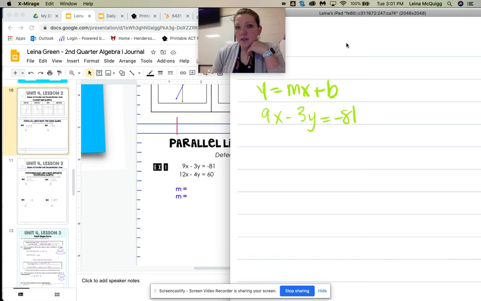The first thing I need to do is get y by itself. I'm going to move the things that don't have y with it. So I'm going to move this 9x over. I'm subtracting because it's positive. To undo something positive, I have to subtract. So I'm going to subtract 9x from both sides.